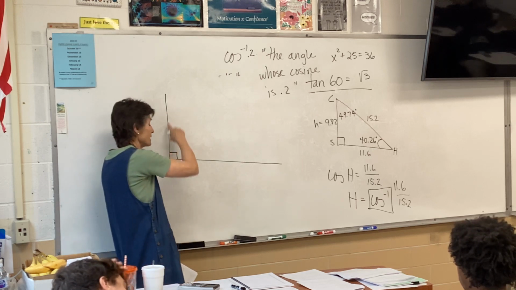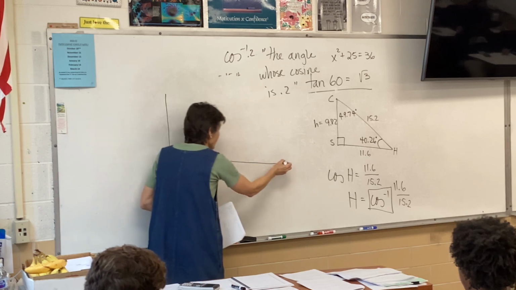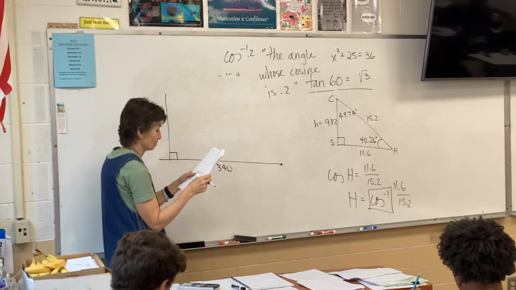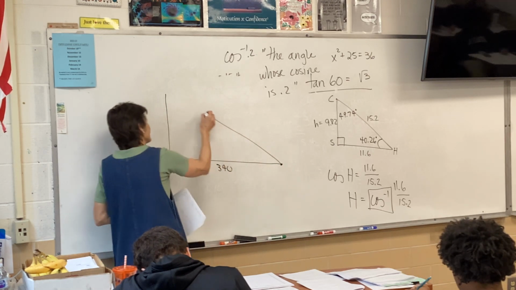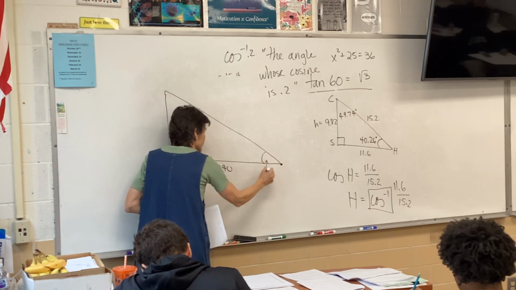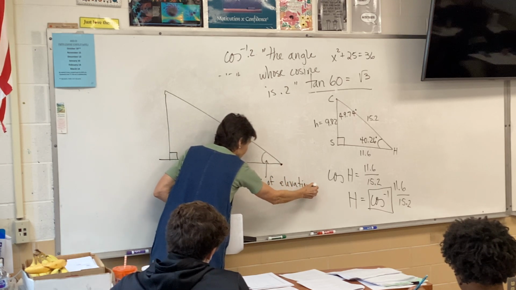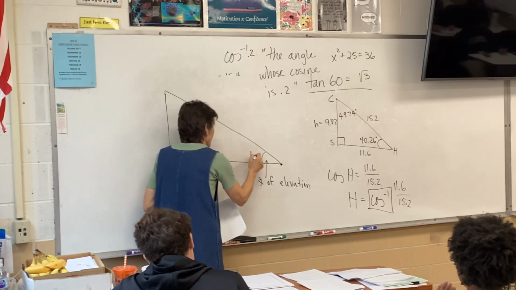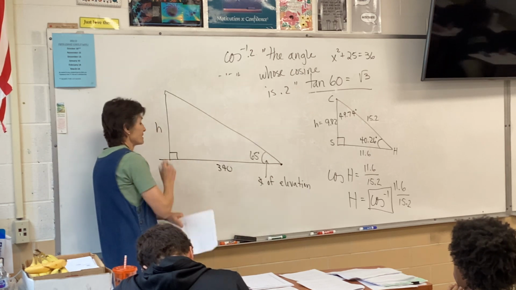So here's my building standing straight up. There's a point 340 feet away from the base of the building. Somebody is looking up at the top of the building. This is called your angle of elevation. That angle is 65 degrees. We want to find the height of the building.